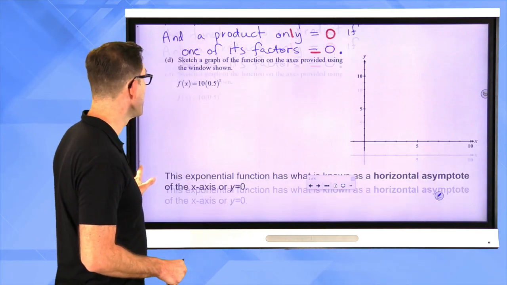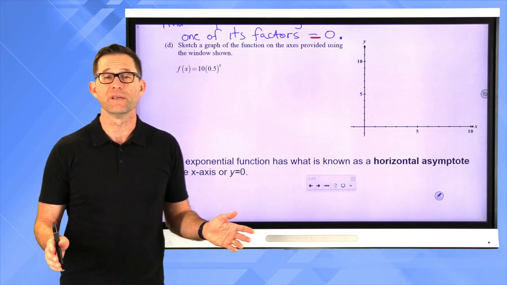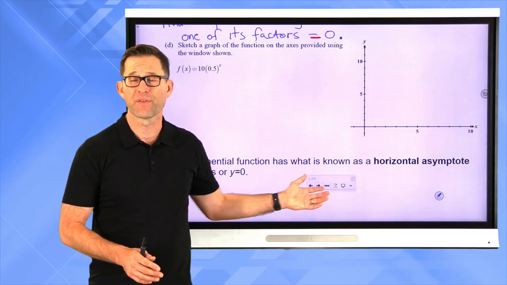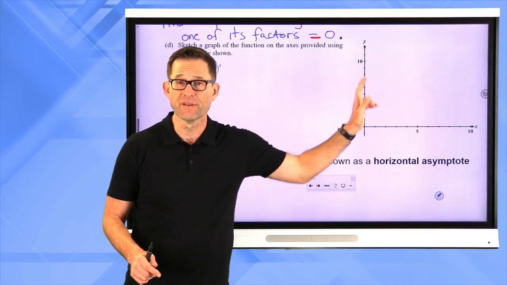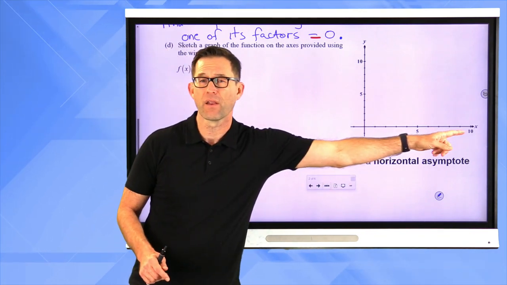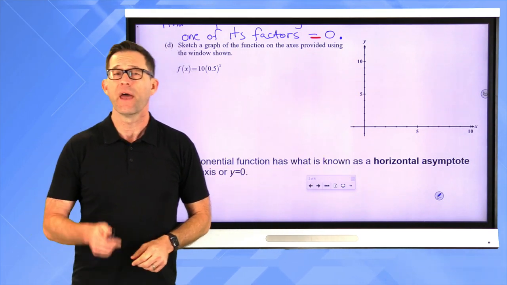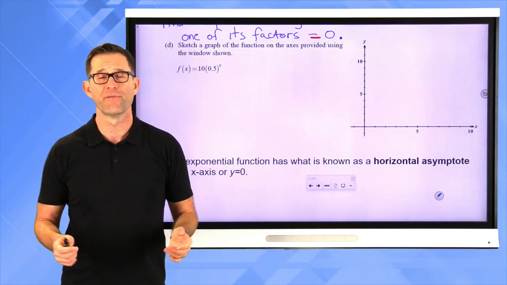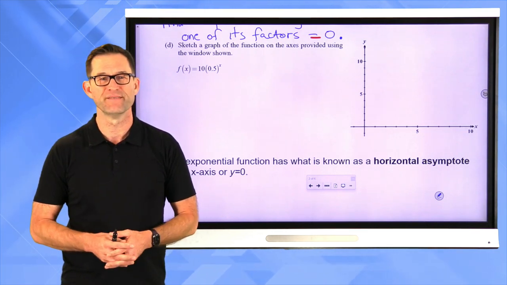Anyhow, let's go down to letter D. Sketch a graph of the function on the axes provided using the window shown. All right, so this is easy enough. What I'd like you to do, we've already put the graph into our calculator, is get this window on your calculator. I think it goes from negative 1 to 10 along the x-axis and from negative 1 up to 12 along the y-axis, and just sketch a quick graph of the function. But try to be careful about the way that you sketch it. Take a moment to do that.